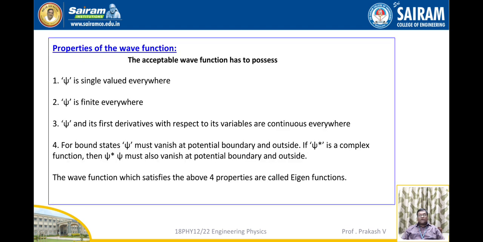Now let us look at the properties of the wave function. The value of psi is single valued everywhere, and the value of psi is finite everywhere. The value of psi and its first derivatives with respect to its variables are continuous everywhere. For bound states, psi must vanish at the potential boundary and outside. If psi is a complex function, then psi star psi must also vanish at the potential boundary and outside. The wave functions which satisfy the above four properties are considered as eigenfunctions.